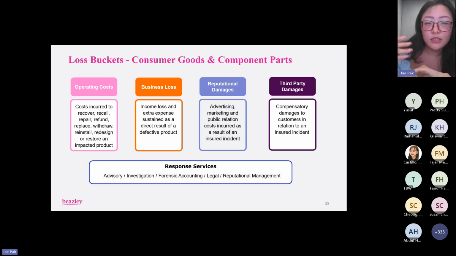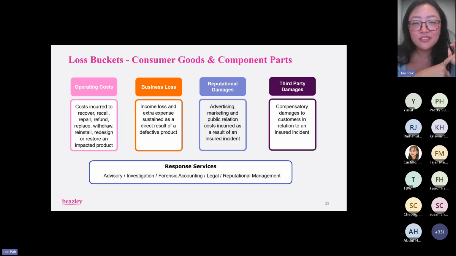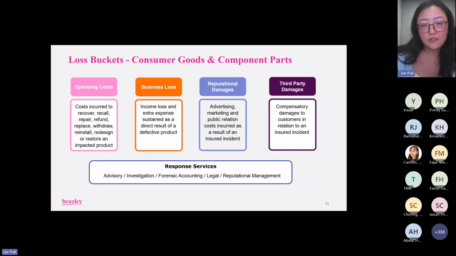We have business loss, which is income loss and extra expense that they might have, as well as reputational damages. That's any advertising, marketing, or PR costs to bring them back to a pre-loss sales projection. And then third-party damages, it's essentially third-party operating costs, third-party business loss, or third-party reputational damages that we also cover within the policy. And we also provide coverage for response services. So essentially, they'll also have services related to advisory services, investigation, forensic accounting, legal, and reputational management included as a covered loss.